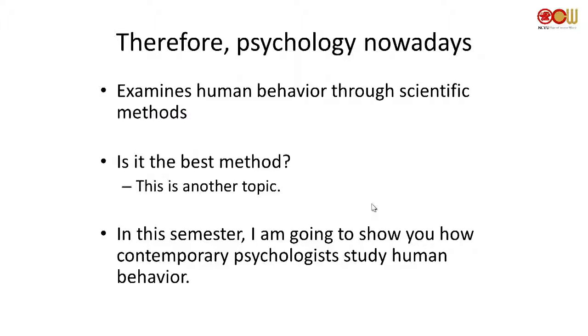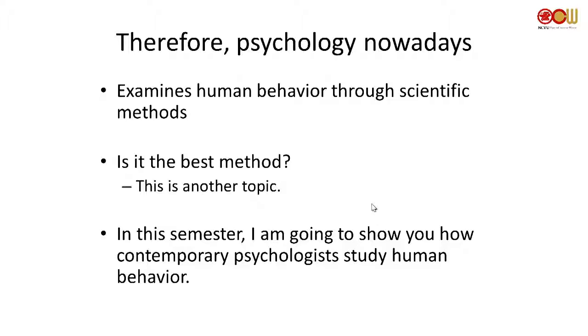Okay, but if you want to treat psychology as a science, this is something you have to do. You have to quantify it. No matter what kind of topic you study, love, creativity, whatever you study, you have to quantify it. This is what psychologists do nowadays. So you or some other people might be skeptical about this. Okay, is it a good method to study human behavior? It could be good, it could be bad, but it's another topic.